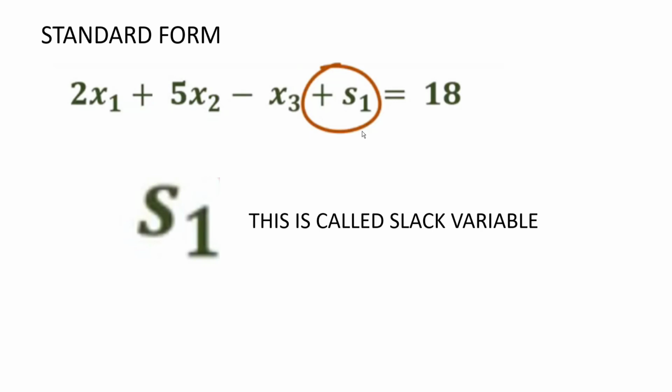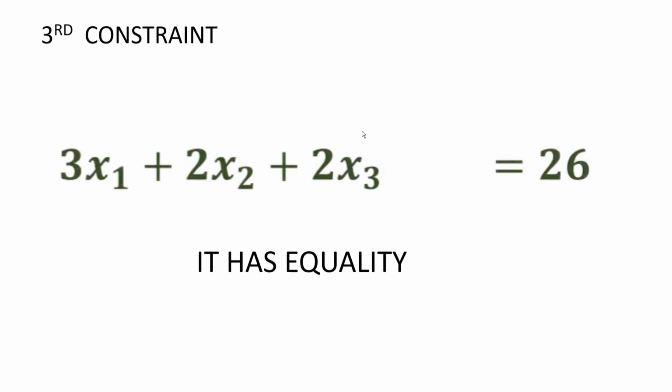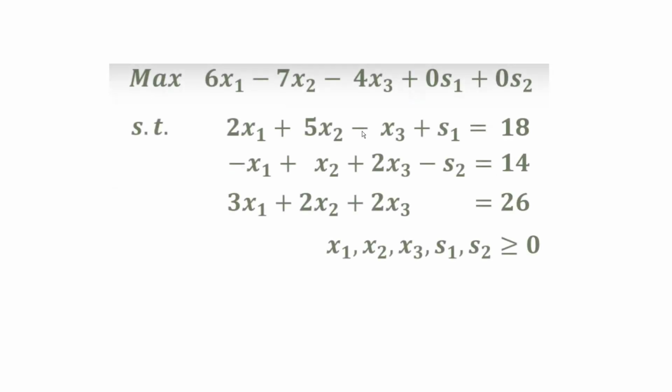Writing it in standard form, we introduce a slack variable to the first constraint because it's a less-or-equal constraint. We introduce a surplus variable to the second constraint since it's a greater-or-equal constraint. And the third one does not need slack or surplus because it already has equality. Based on this model, suppose we make x1, x2, and x3 non-basic by setting them to zero.